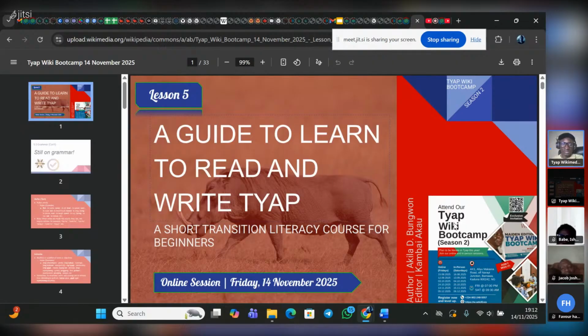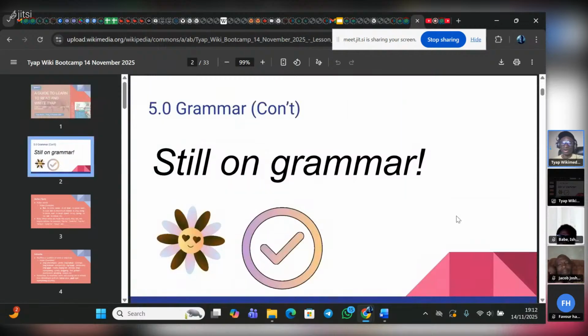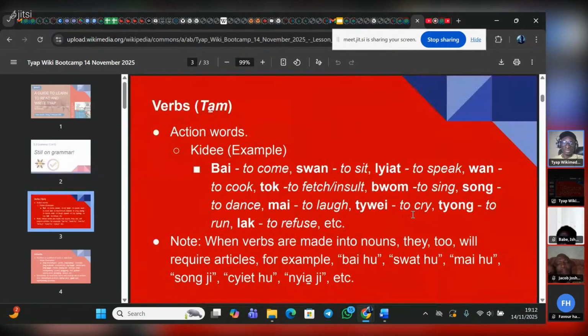Yeah, so this is the 14th day of November, Friday, 2025, and this is the fifth lesson. This fifth lesson is still on grammar. The grammar part of our short transition course is quite lengthy. Last week, in our last encounter, we only treated nouns, and today we're going to treat something else entirely. So this is verbs now, and in Tyap, verbs we call term.